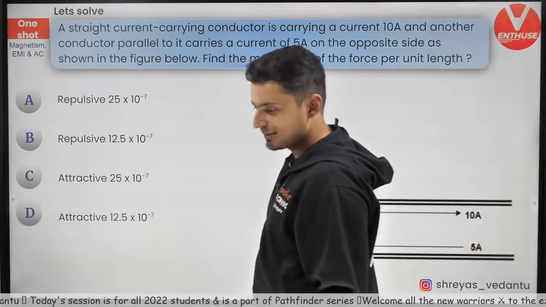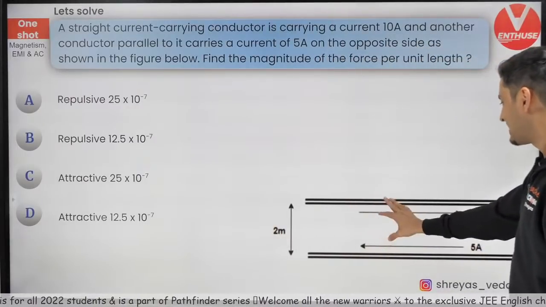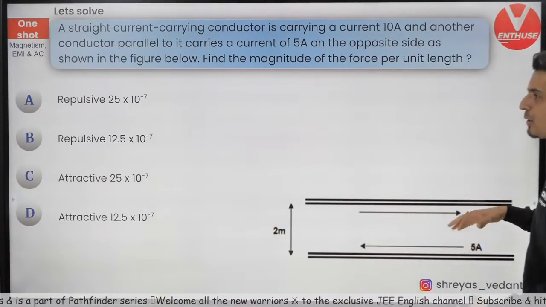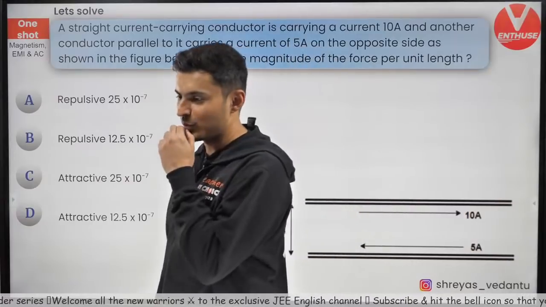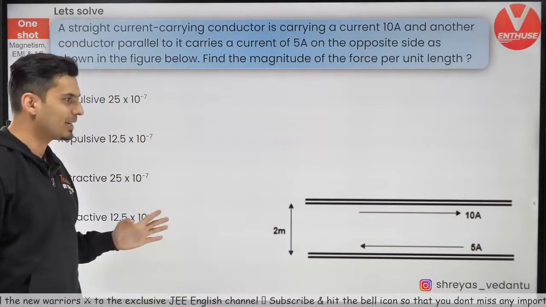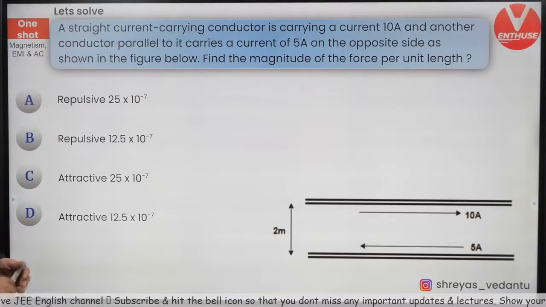Moving on to the next one. Let's see how many of you can get this. 2 wires separated by some distance, and the currents are also given. What do you think is the force between them? Come on, my warriors. Let's see how many of you can get this. Straight away, direct application of the formulas. You should be able to do this. Very, very easy question. Come on, think about it.